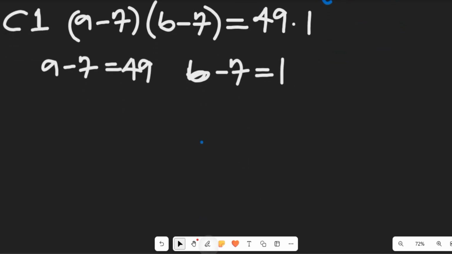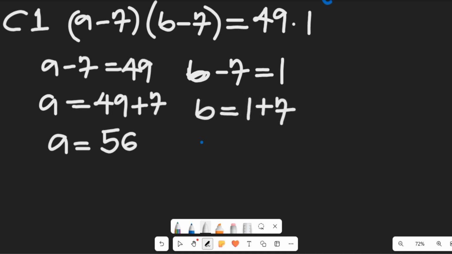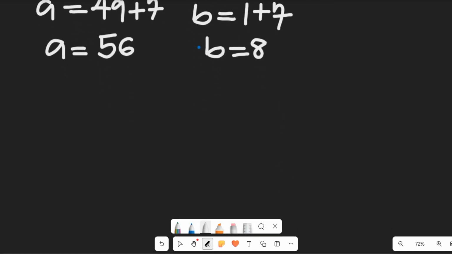So what do I do? I'm going to have a to be equal to 49 plus 7, that's going to give me 56. Now over here, I'll have b to be equal to 1 plus 7, and then b to be equal to 8. So that means I have a to be equal to 56, and I have b to be equal to 8. Now we're going to consider the second case, case 2.